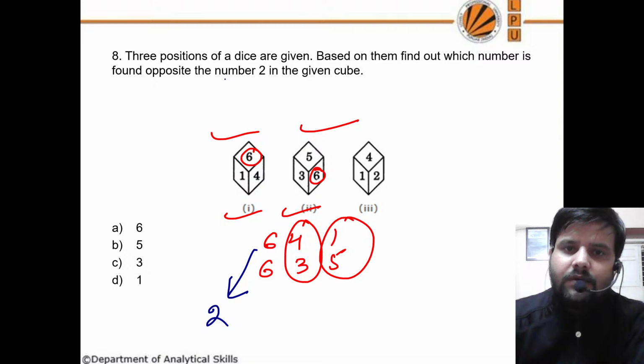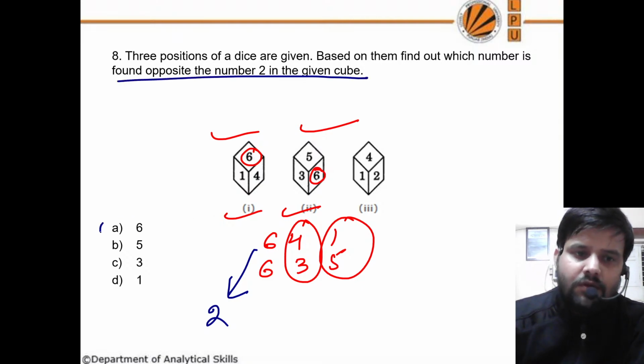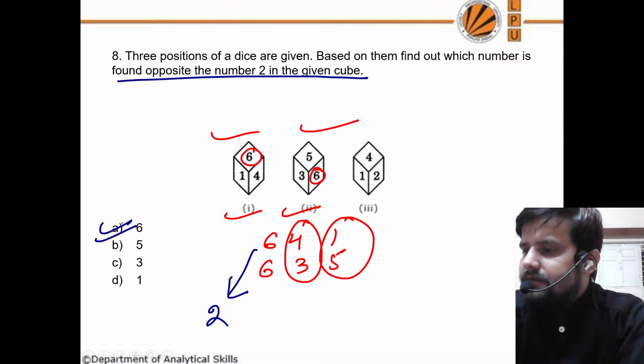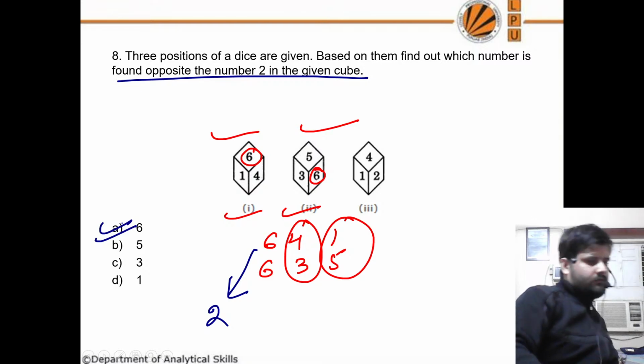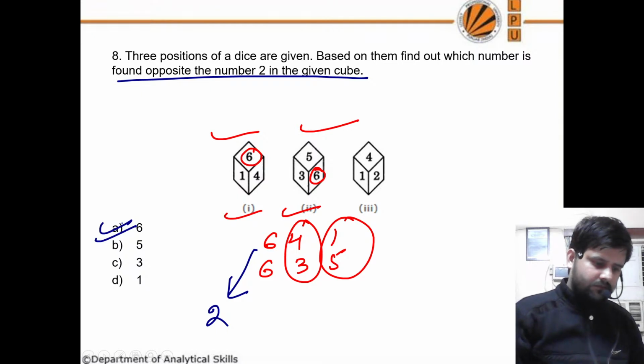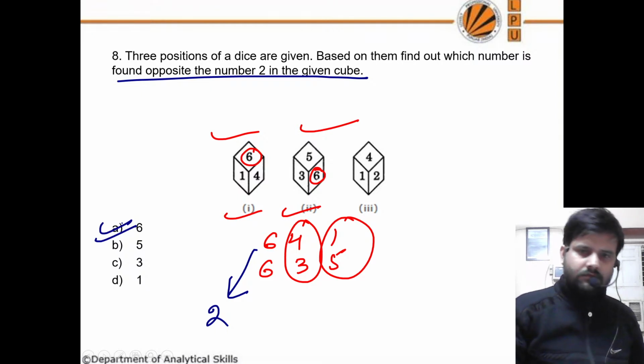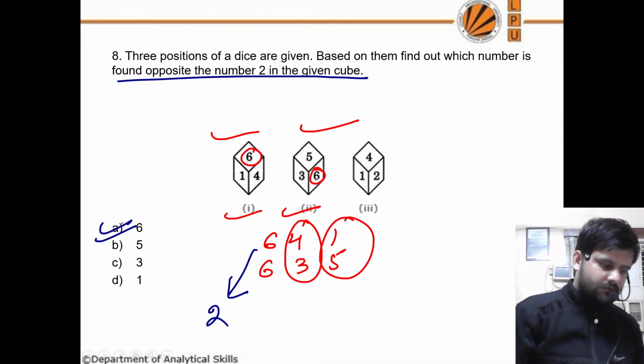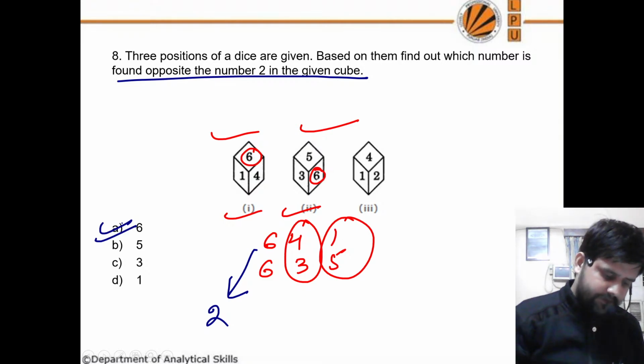And they were asking you the number opposite to 2. So the number opposite to 2 will be the option in this. Okay, I'm taking some questions from your book also. Just answer them.